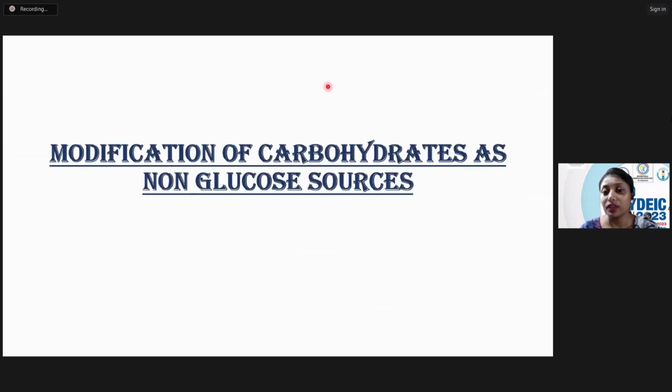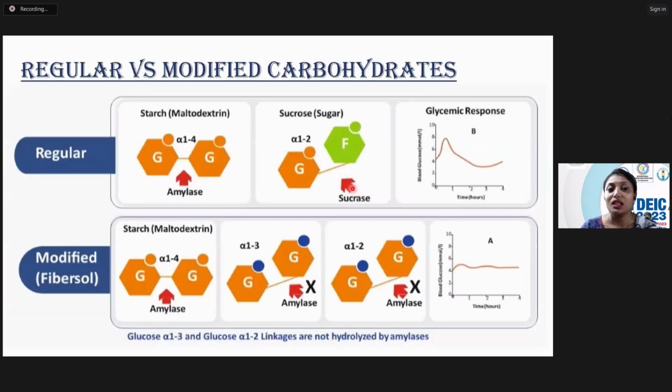There are a few more modification techniques that are mostly used while designing supplements, and they act as non-glucose sources. The very common one is fiber. Like we know, most of the fibers that we generally consume are modified forms of carbohydrates. One such fiber is fibersol.